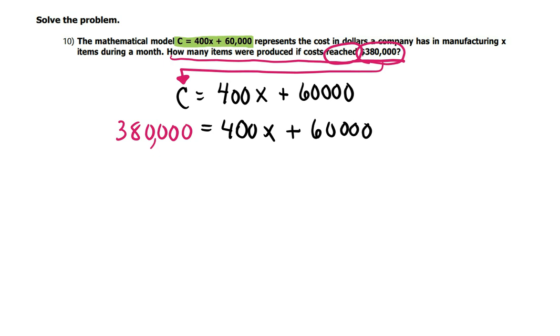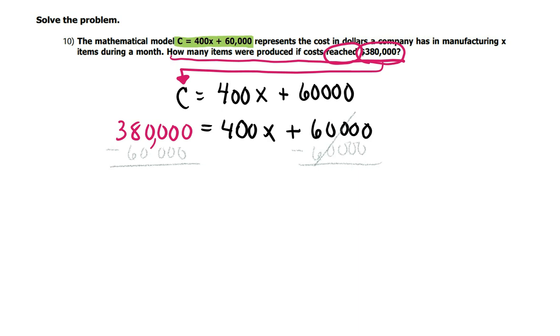Now, if you want, you can put the 380,000 as y sub 1 in your graphing calculator, and then the 400x plus 60,000 as y sub 2, and then find the point of intersection. But you might have to mess with your window for a little while to find it. And frankly, I'm team algebra, like I have said before, so I'm going to simply subtract the 60,000 on both sides so that it cancels out here.